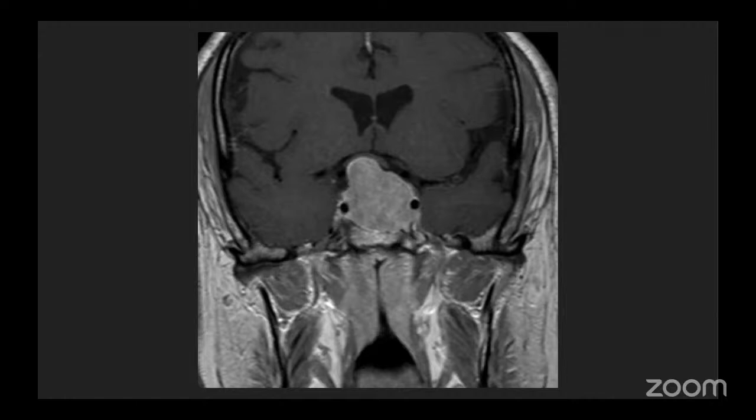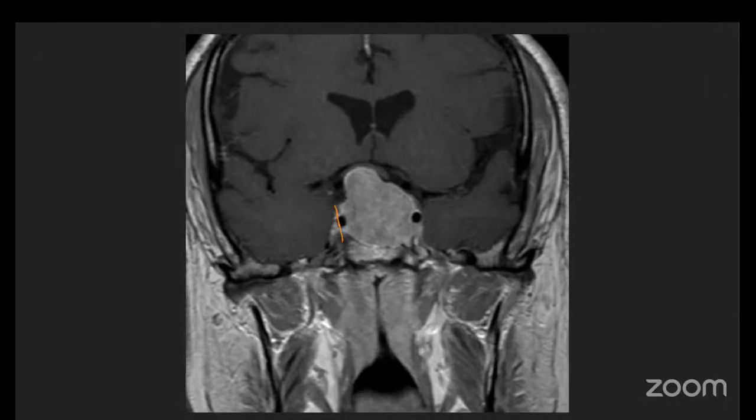What do you think here? This is the ICA, right? Let me draw. This is the lateral tangent line, right? So this lesion is going beyond the lateral tangent line, so it is going to be 3B. What do you think on this side? Right side, left side also. On the left side, it's not crossing the lateral tangent line, so it is 2.